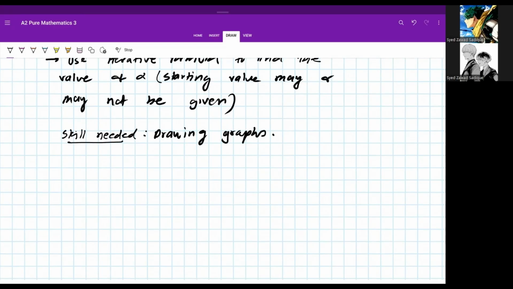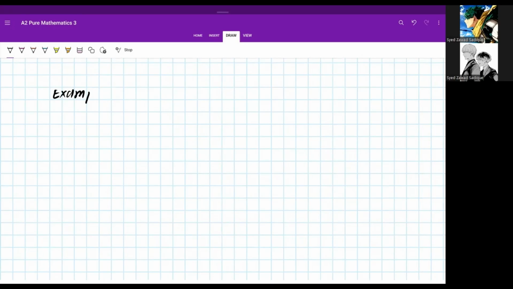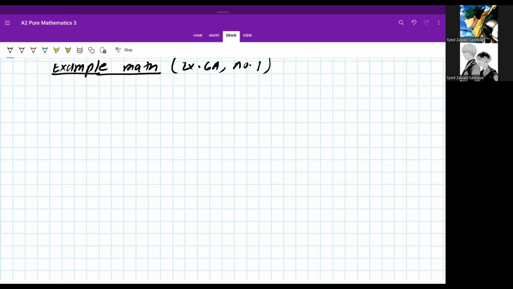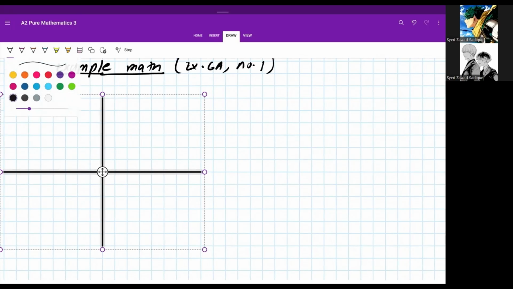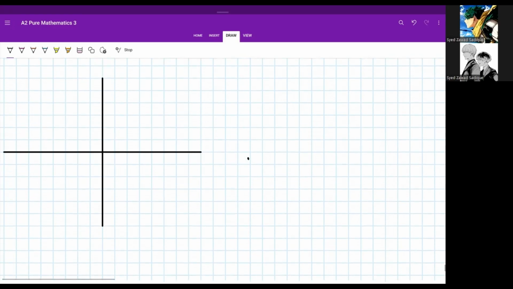So, without further ado, let's get started. I'm going to take the example maths from your book. I'll give you guys the exercise number and the sum number so that you guys can follow along. So the first math is exercise 6A number 1. So for 1A, you have to draw a graph. So we have to draw the graph of y square.